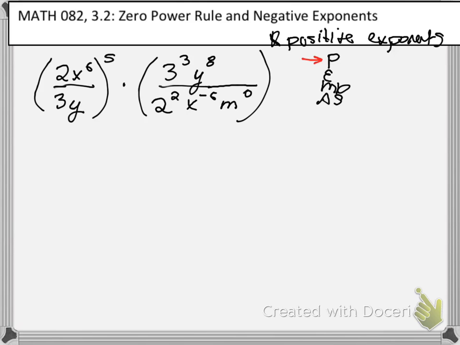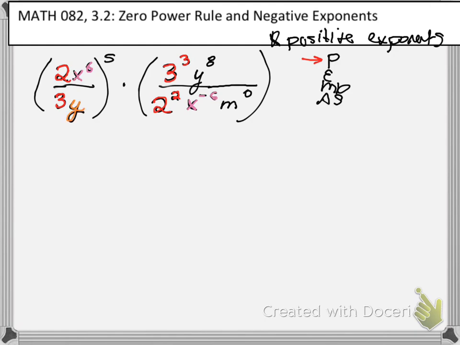So what I need to do is look inside my parentheses and see if there's anything that can be simplified. I have a 2 and a 3, those are constants, but they can't be reduced or simplified because 2 and 3 don't have any common factors. Over here I have 3 to the third and 2 squared, but again, there's no common factors. Over here I have x to the 6th, but I do not appear to have any other x's, so nothing can be done with that at present. And then over here I have x to the negative 6th, again, no other x's, so I have to leave that alone.